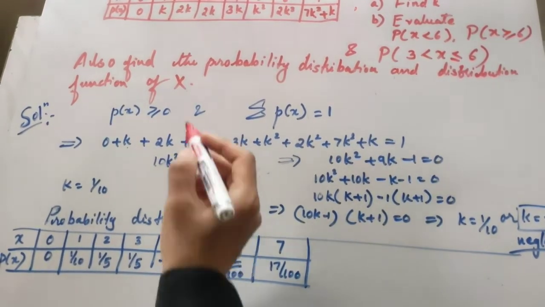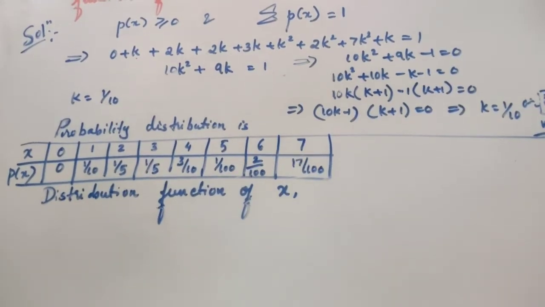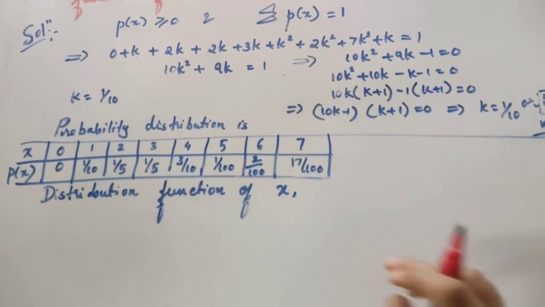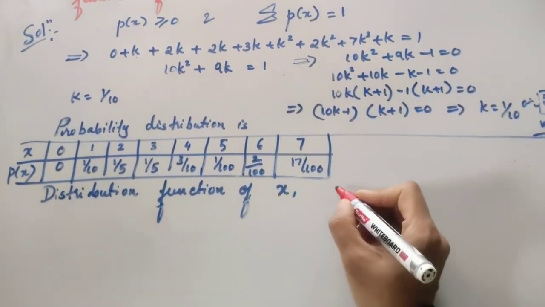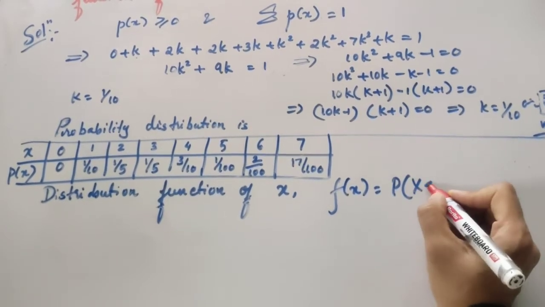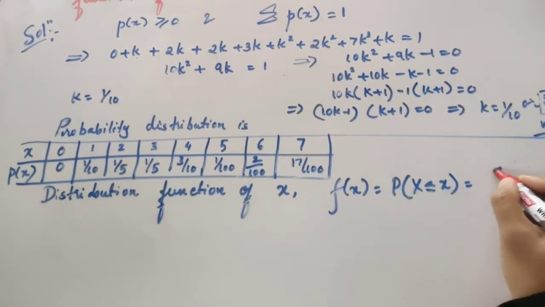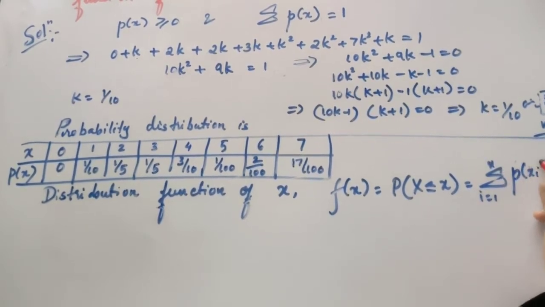This part is done. Now let's go for the distribution function of X. We have already found the probability distribution. The distribution function of X is defined as F of x equal to P of capital X less than or equal to x, which is equal to the summation over i of P of x i.